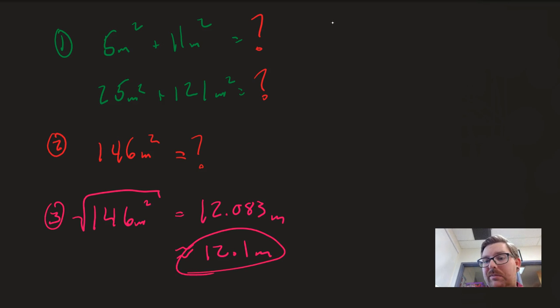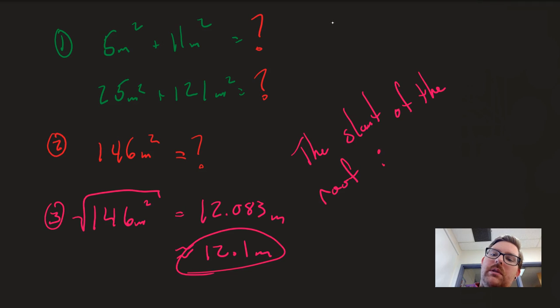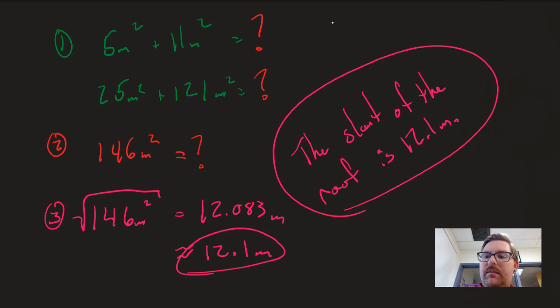And that's my answer. So now that I have my answer, again, just since it's a word question, I need a word answer. The slant of the roof is 12.1 meters. And that's it.